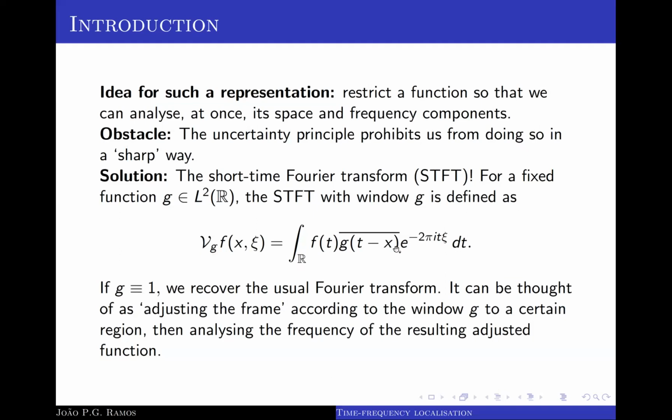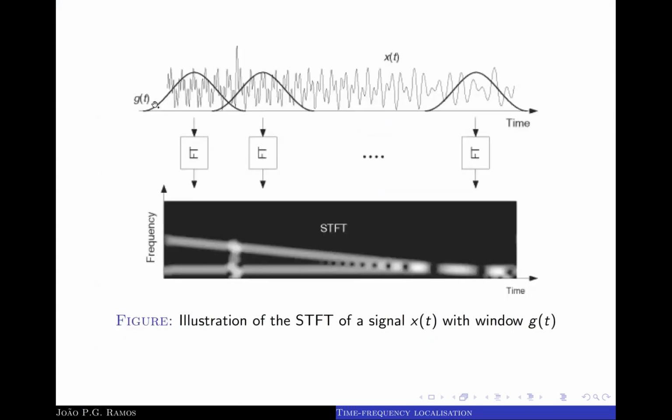And you can think of g as a bump, and this parameter x that we're putting there is just taking this frame of reference which the function g provides, which is a bump, and shifting it around. So for each given x, we're shifting the frame of reference according to x, and then we're taking the Fourier transform. And that is more or less what's represented in this picture.